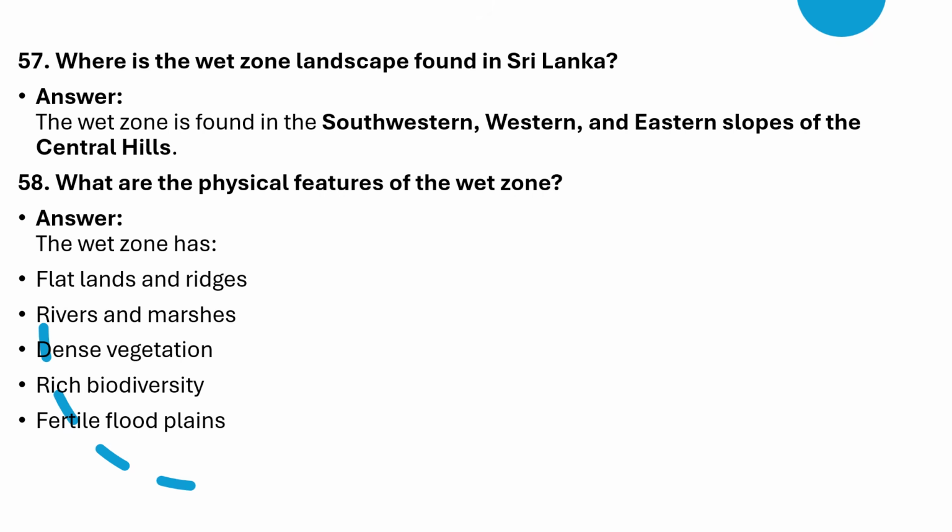Where is the wet zone landscape found in Sri Lanka? The wet zone is found in the southwestern, western, and eastern slopes of the Central Hills. What are the physical features of the wet zone? The wet zone has flatlands and ridges, rivers and marshes, dense vegetation, rich biodiversity, and fertile floodplains.